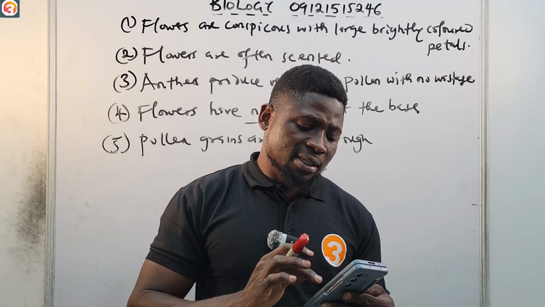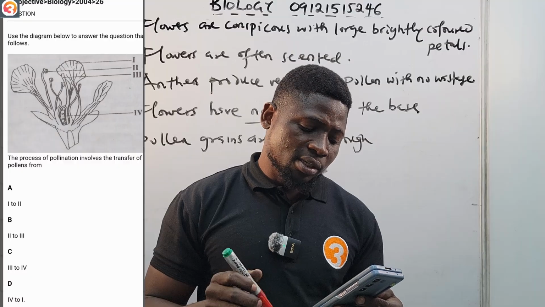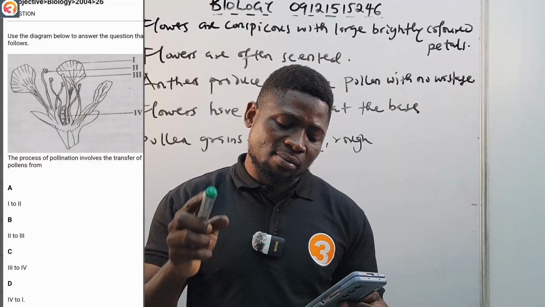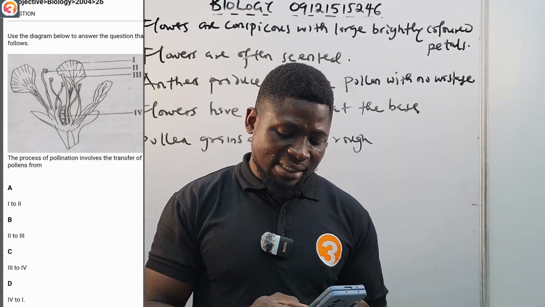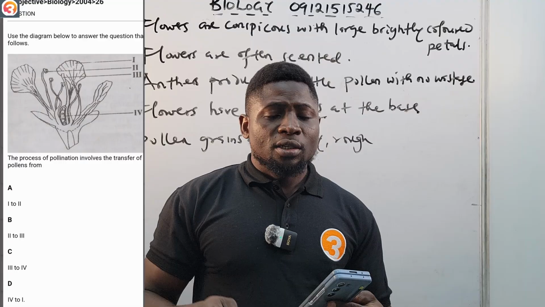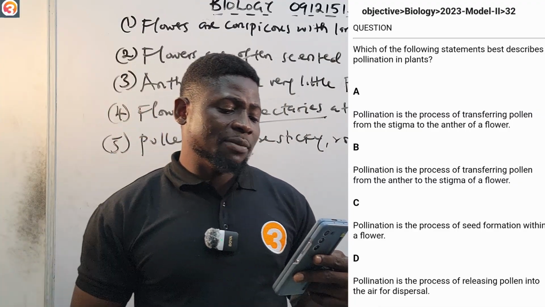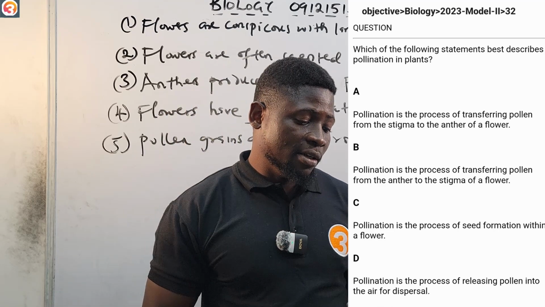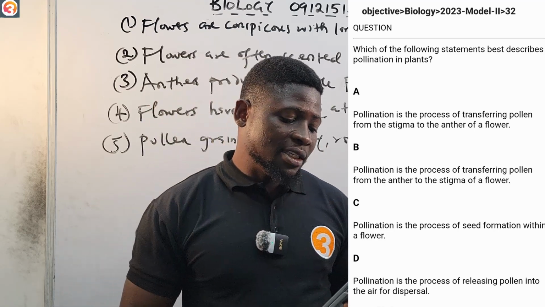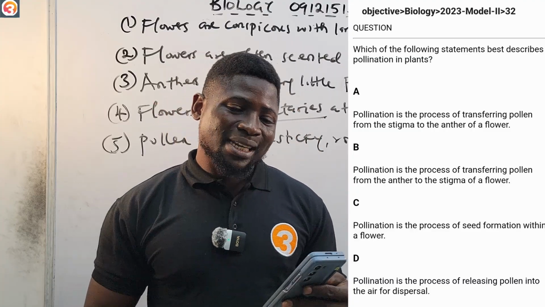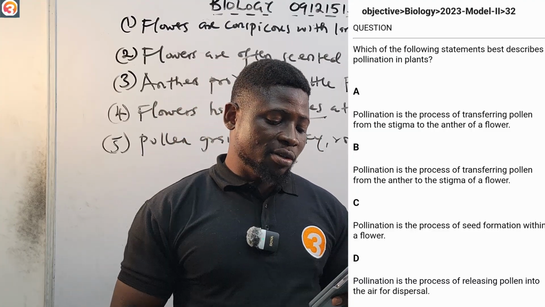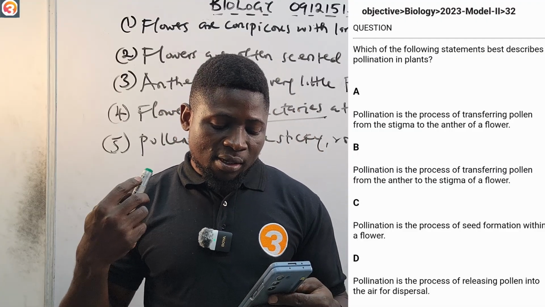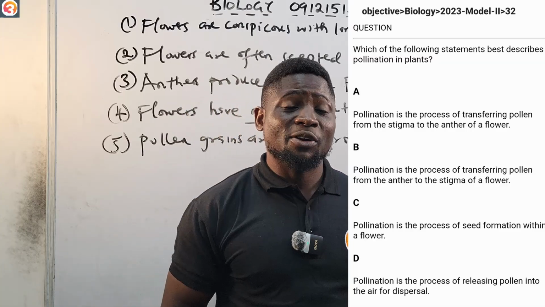Then 2004, number 26 says, use the diagram below to answer the question that follows. The process of pollination involves the transfer of pollens from where? So you need to find the anther and the stigma, and pick the correct answer. Tell me the answer in the comment section. 2023, number 32 says, which of the following statements best describes pollination in plants? A say pollination is the process of transferring pollen from the stigma to the anther of a flower. B say pollination is the process of transferring pollen from the anther to the stigma of a flower. C say pollination is the process of seed formation within a flower. D says pollination is the process of releasing pollen into the air for dispersal. So tell me the correct answer in the comment section.